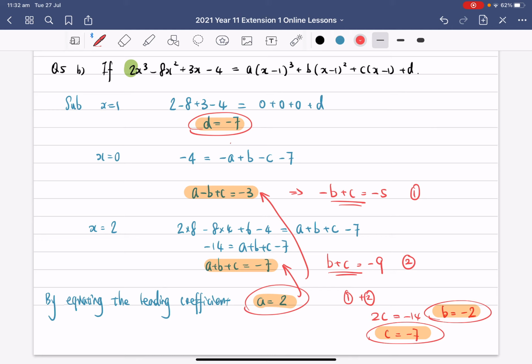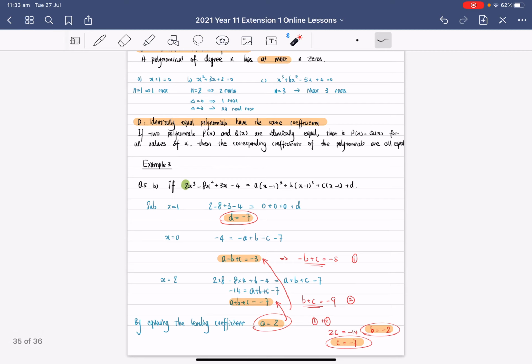Now, you probably ask, why not equate the coefficient in front of x to the power of 2? Think about it. You're going to have a coefficient here in front of x to the power of 2, and another coefficient here for x to the power of 2. So it's not ideal. You've got multiple x to the power of 2 terms from the expansion of the right-hand side. You want just one expansion, so equating the coefficient of x to the power of 3 is much easier, because you only get x to the power of 3 from the first expansion. I really hope that makes sense to everyone. All right, that's good. Let's move on.